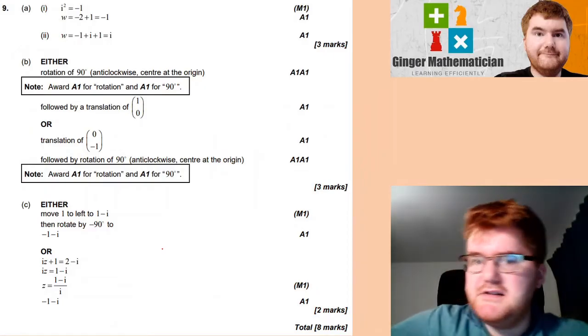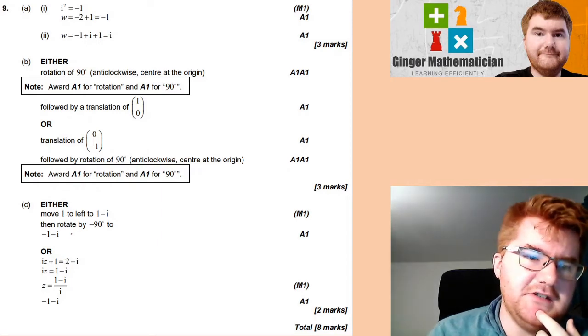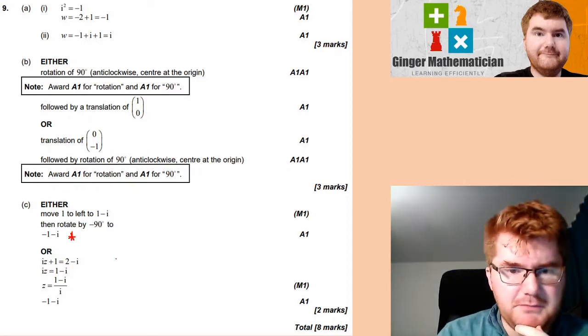You can check through the answers that are provided by the IB, and you can see they did it slightly differently here as well, which is an interesting approach. I took the more algebraic approach, which is approach 2.